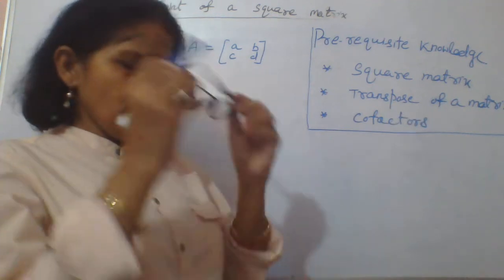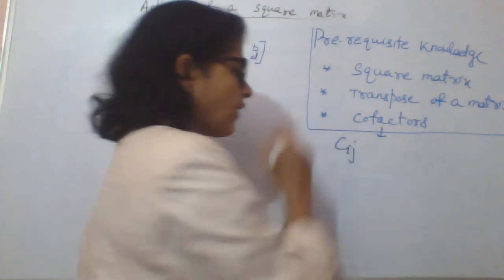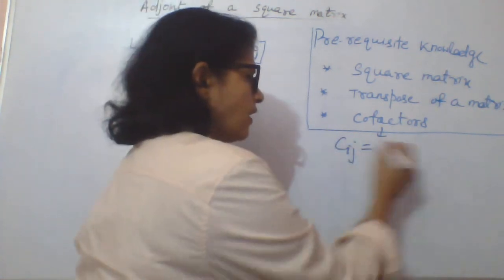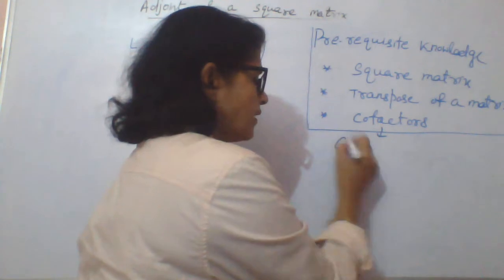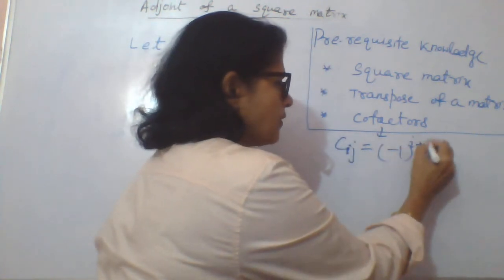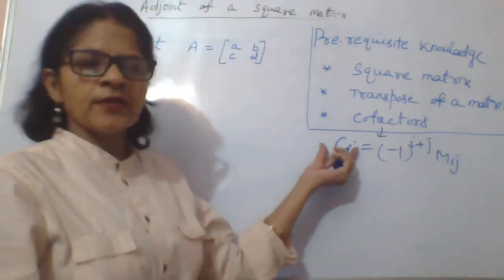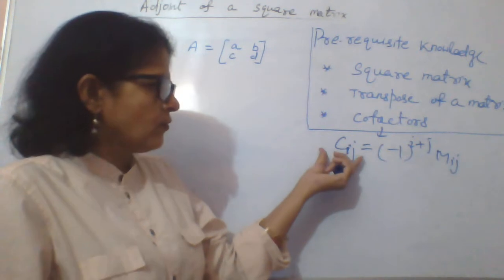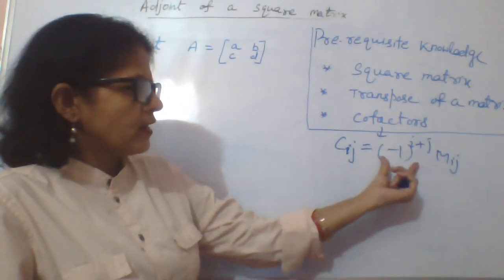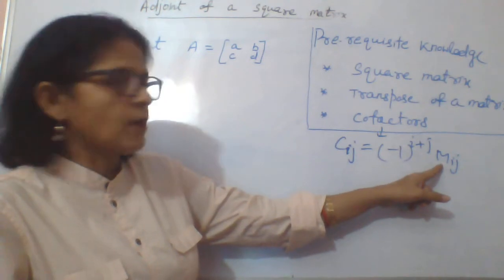Also, the cofactor of any element Aij, we denote it by Cij. It is (-1) raised to the power i plus j multiplied by its minor.